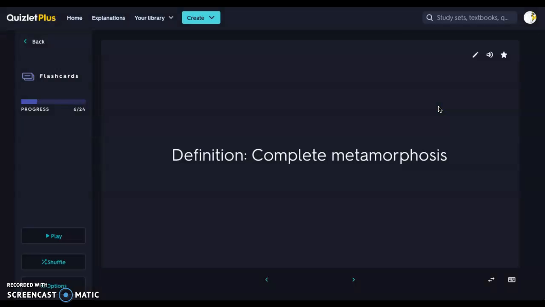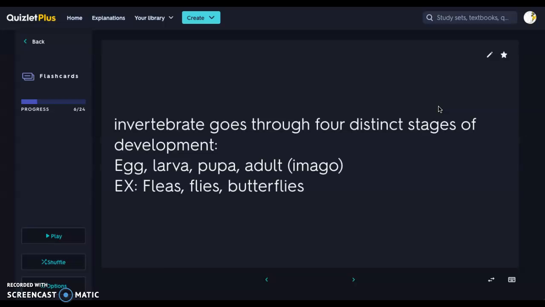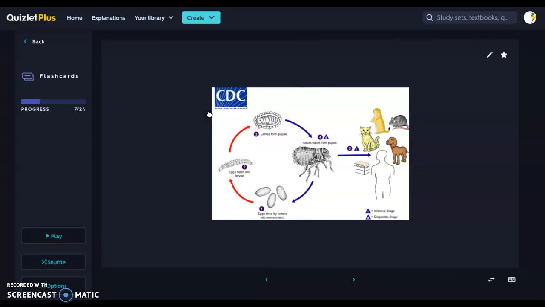Next, you have complete metamorphosis. Complete metamorphosis is what we think about when we think of our mealworms, right? So the invertebrate goes through 4 distinct stages. They have an egg, a larva, a pupa, and an adult. So fleas, flies, think of your butterflies, think of the mealworms in the classroom. Okay, so that's complete metamorphosis. So here I have my egg, then I have my larva, I have my pupa, and then I have the adult. Right, so at each stage there's something different that can happen at the infestation level.